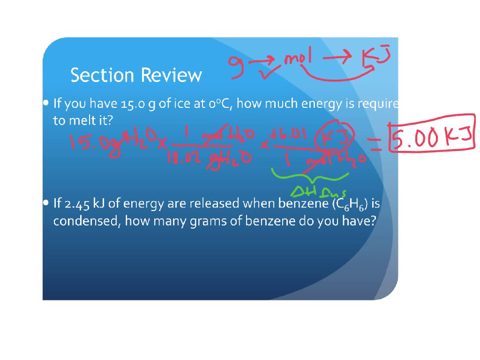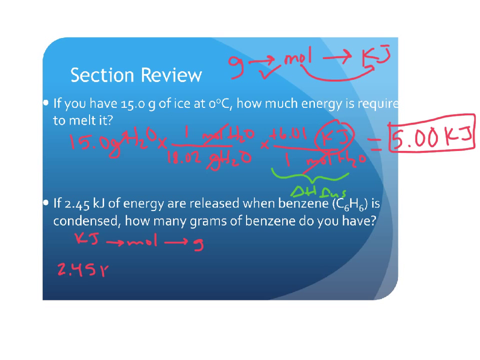Okay, let's go ahead and take a look at the second one. Second one says, if 2.45 kilojoules of energy are released when benzene is condensed, how many grams of benzene do you have? So now we're going the opposite direction. We are given the amount of kilojoules, and we're asked to go to grams. Once again, you have to go through moles first before you can get to grams. So let's write down what we're starting with.